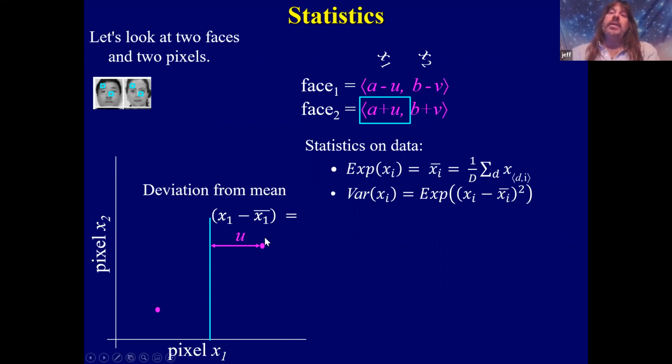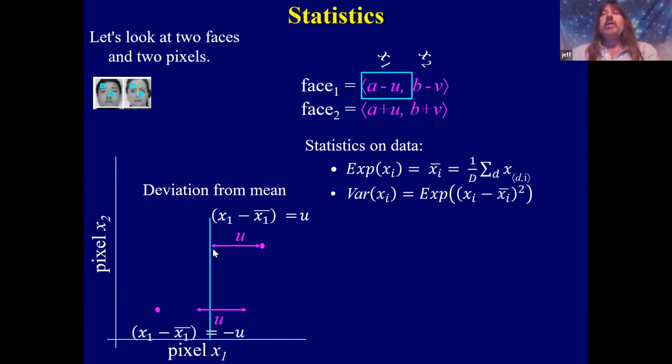And x1 is the value we got, right? The value we have in this case is A plus U. So we have a brightness of A plus U, but the mean is A. So what's the difference between the value we got and the value of the mean? Well, the difference is this U, right? That distance is how much we deviated from the mean. And that was great. Now let's look at our other point.